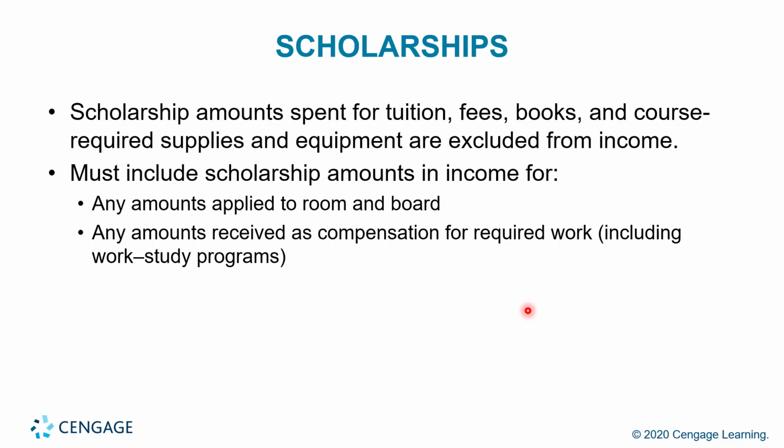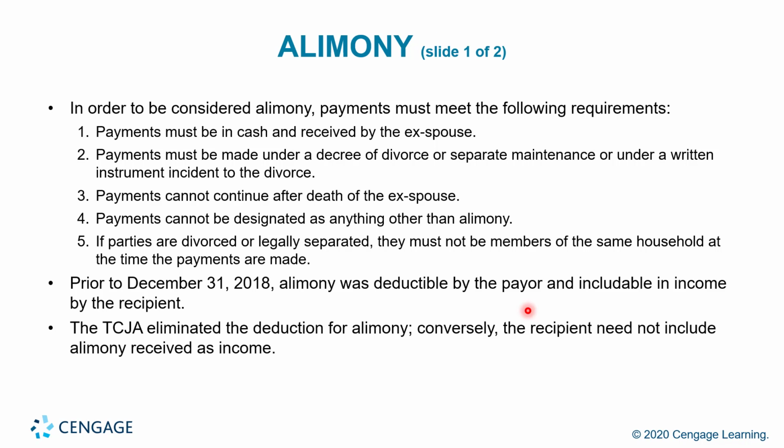Scholarships. Scholarship amounts spent for tuition, fees, books, and course-required supplies and equipment are excluded from income. You must include scholarship amounts in income for any amounts applied to room and board, and any amounts received as compensation for required work, including work-study programs. So those are exceptions.